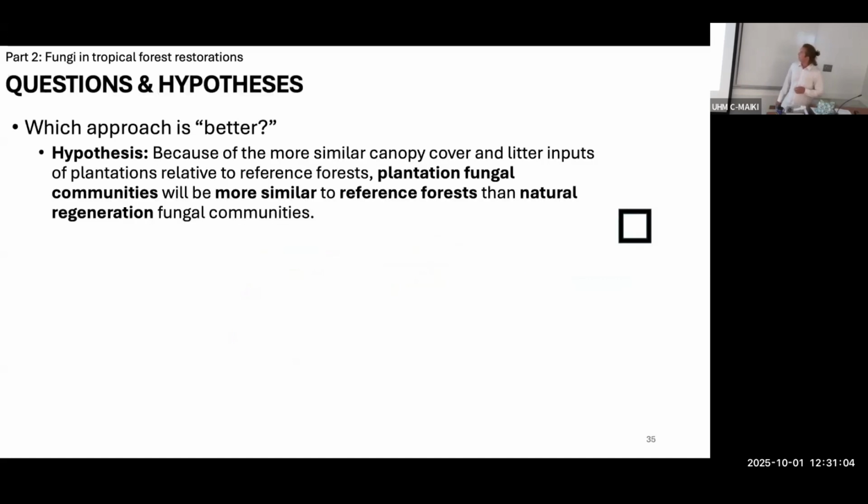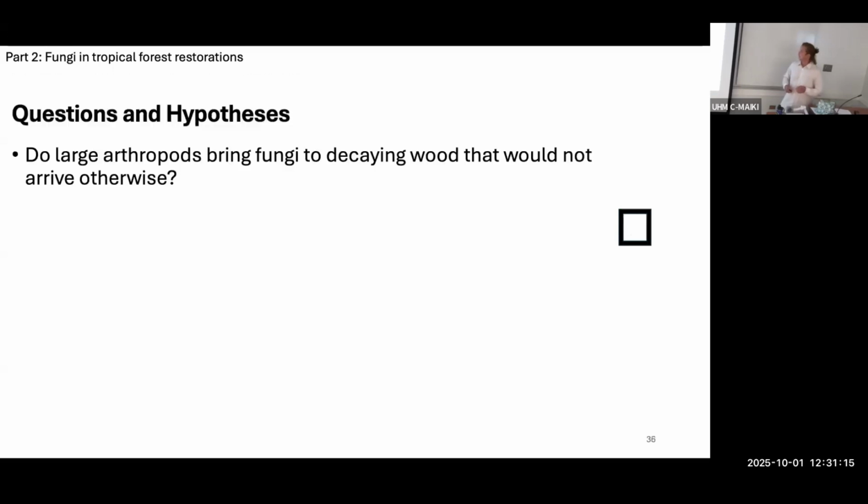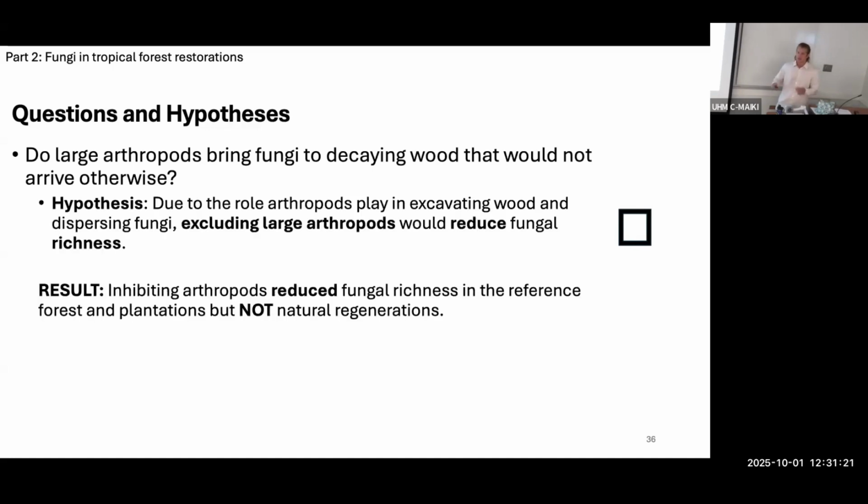And so ultimately, I think we have evidence here, just foundational evidence to support the idea that in this system, plantations are better at recruiting reference forest-like communities. And that arthropods do seem to bring fungi that otherwise don't arrive, but that this is contextually dependent. And I have some ideas as to why that might be in this given system.